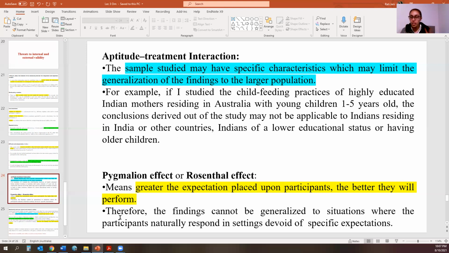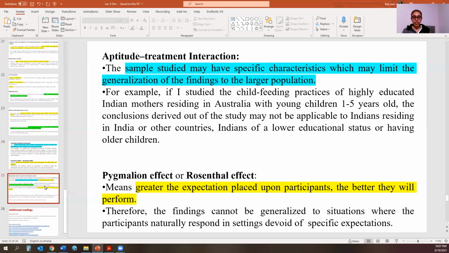Okay, not like sitting and breathing on their legs, not like that. Okay, so yeah, that's your Rosenthal effect.